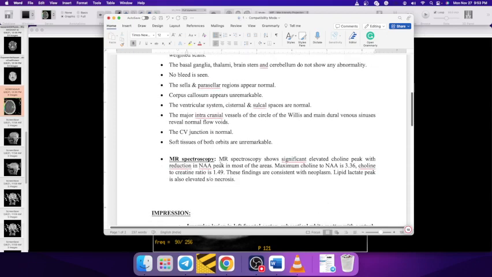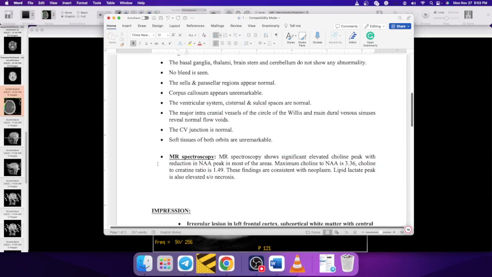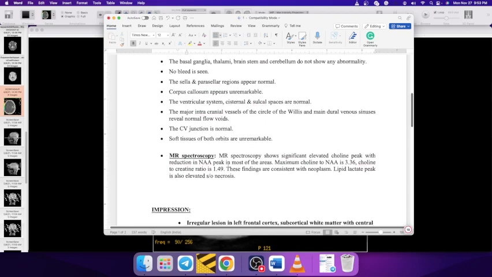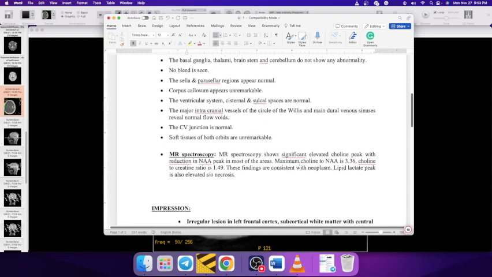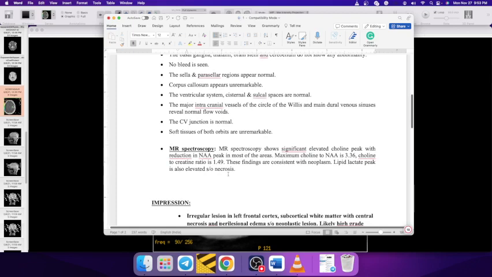And on MR spectroscopy, remember, MR spectroscopy is always a correlative study. It's never a single diagnostic study on its own. It has to be correlated with the rest of the MR. So MR spectroscopy shows significantly elevated choline peak with reduction in NAA peak in most of the areas. Maximum choline to NAA is 3.36. Choline to creatine ratio is 1.49. These findings are consistent with neoplasm. If you see the literature, you will find that these values are more in favor of neoplasm than abscess. But there is a lipid lactate peak also, which suggests there is a necrotic component in the center also.